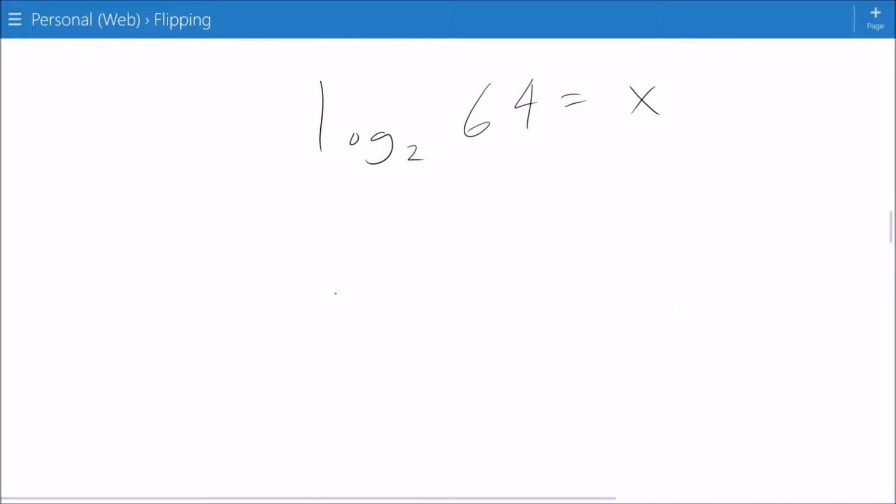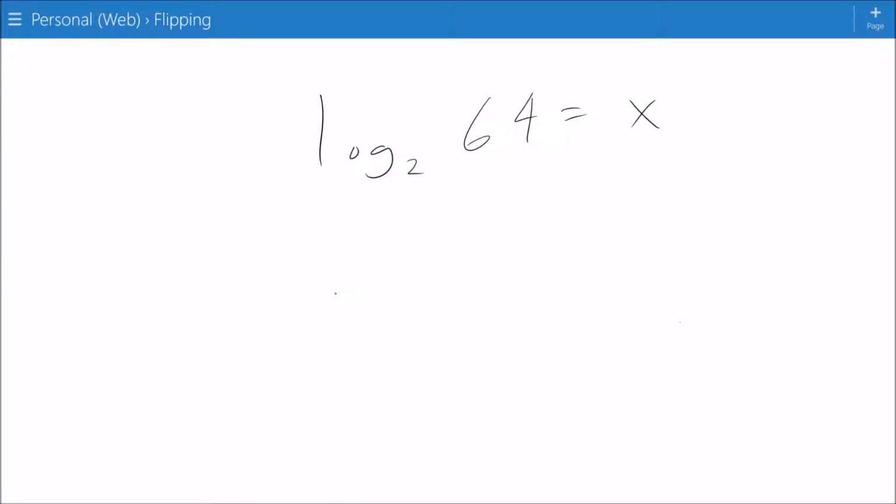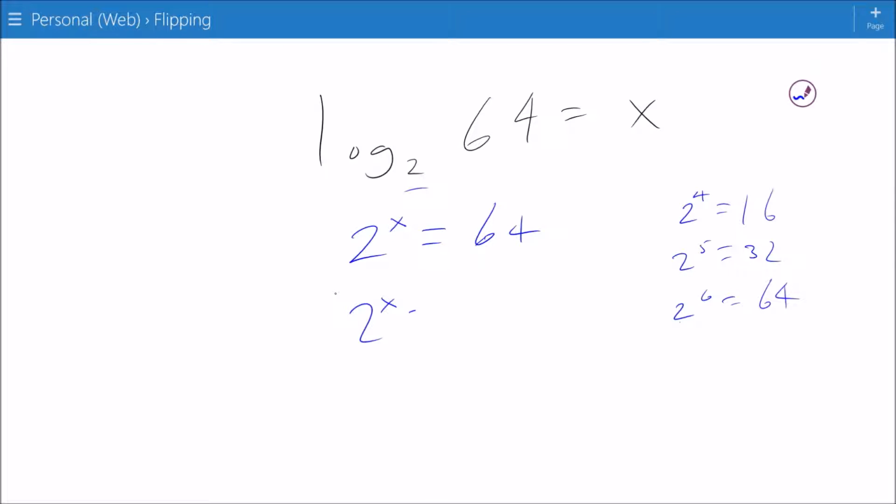Let's look at another. I have a base 2, therefore 2 to the x is equal to 64. Again, I start thinking 2 to the fourth, I know that is 16. 2 to the fifth is equal to 32. 2 to the sixth, there is our 64. So 2 to the x, since both equal 64, 2 to the x equals 2 to the sixth. Therefore, x equals 6.